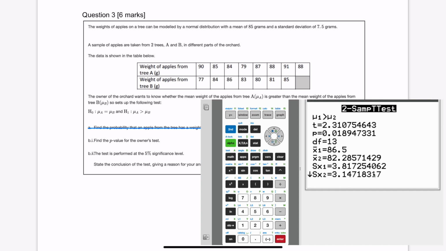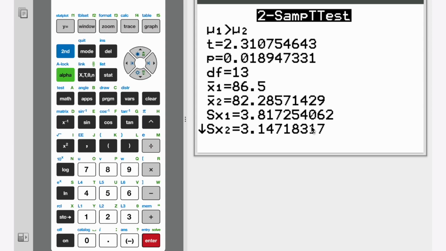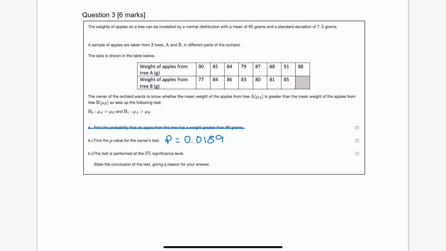So I can see there that my p-value for this test is 0.0189 to 3 significant figures. And then for the last part, it's when it's performed at a 5% significance level, we need to decide whether we take the null or the alternative hypothesis.